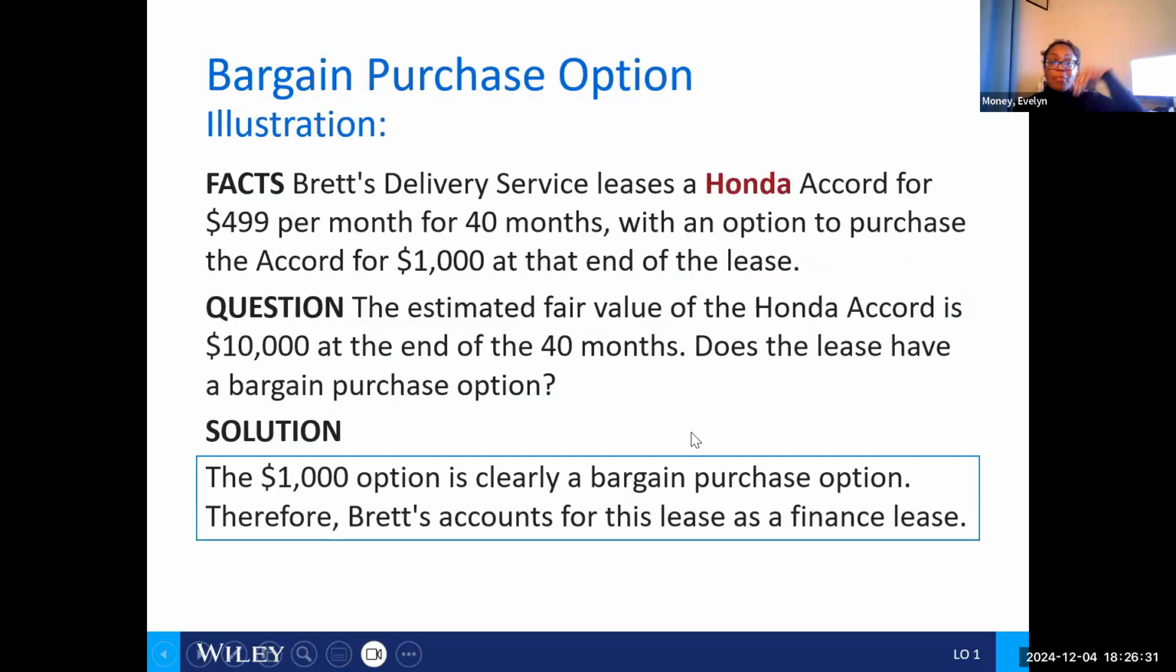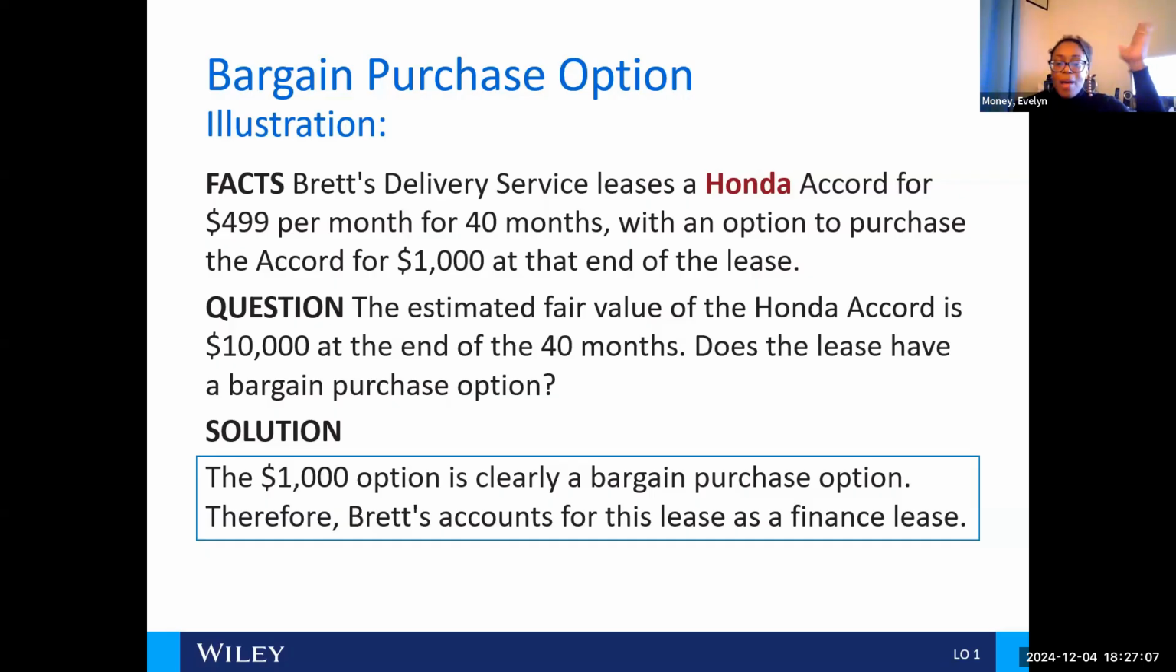All right, here's a better example. This company leases an Accord for $499 per month for 40 months, more realistic numbers, with an option to purchase the Accord for $1,000 at the end of that lease. So we're looking at not an extremely long time, and more than likely, the customer is going to take advantage of that option to purchase that Honda for $1,000. So the answer to this one is yes, which means you meet this qualification automatically. This is a finance lease.